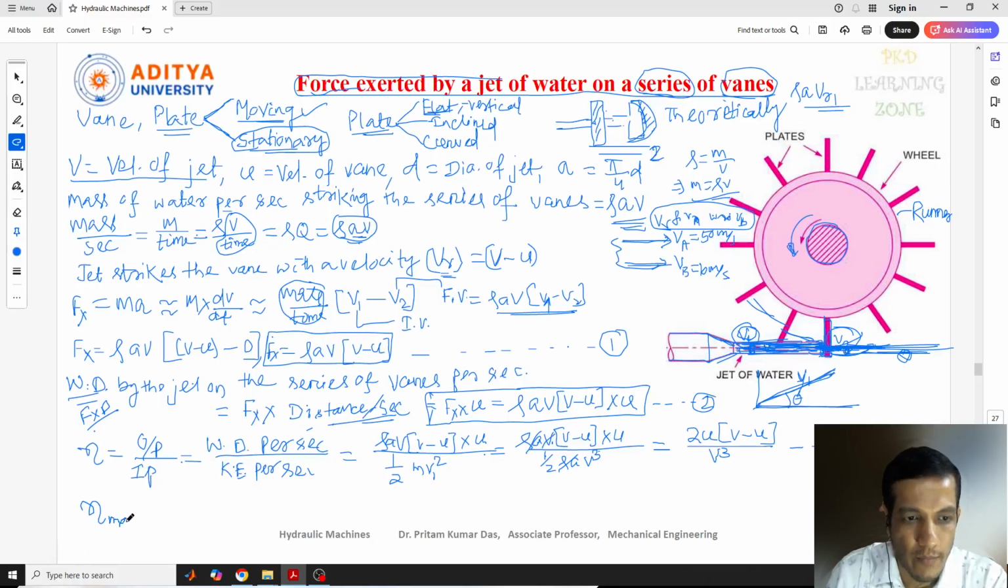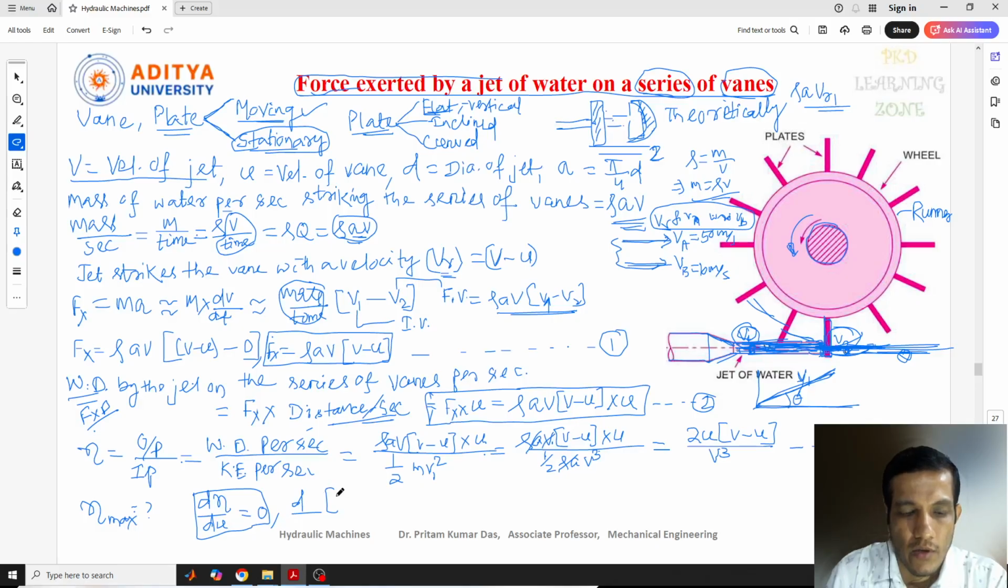So how to find out this maximum efficiency? For this we need to do some derivatives. First let me tell you how to find it. We take the derivative of the efficiency term with respect to u, and set it equal to 0. We consider the efficiency to be maximum when this derivative is 0.